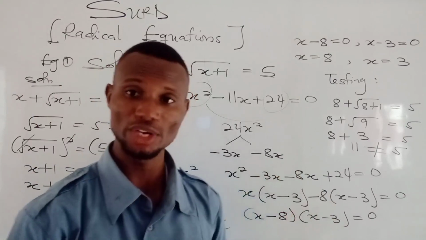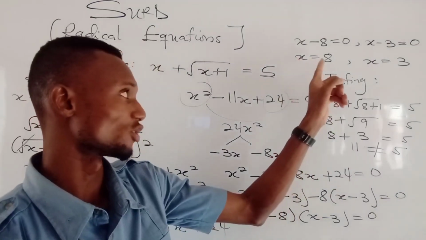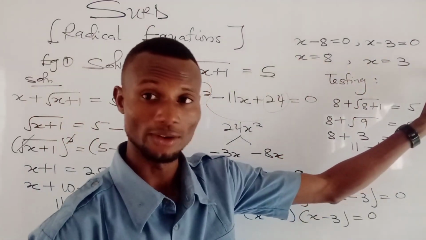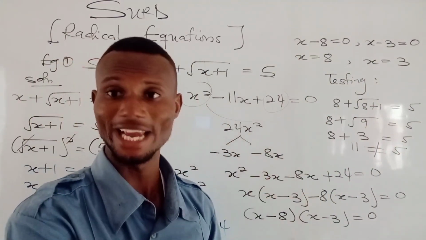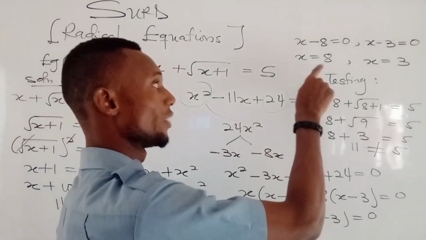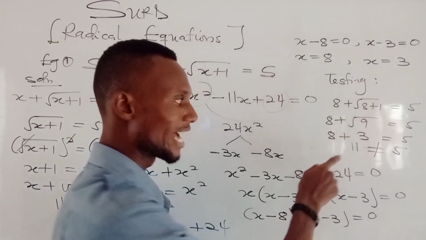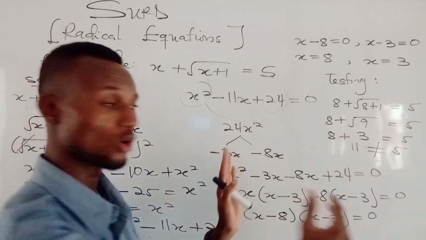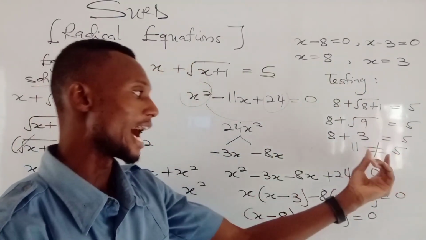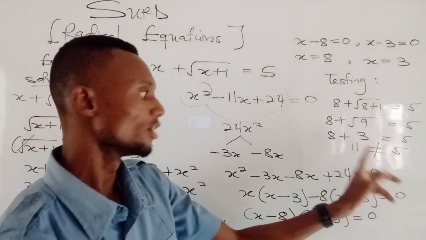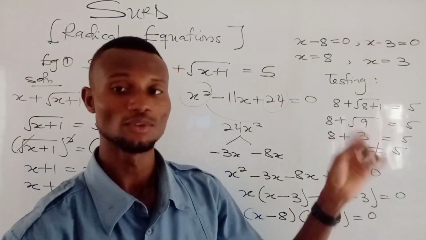Now all that we are doing is testing the values that we've gotten. We've solved and gotten s equal to 8 and s equal to 3, but we need to test whether those values are indeed solutions to the equation. We tested with the 8 and we are not getting the left hand side equal to the right hand side. So s equal to 8 is not a solution to the equation, because we are getting 11, which is not equal to 5.